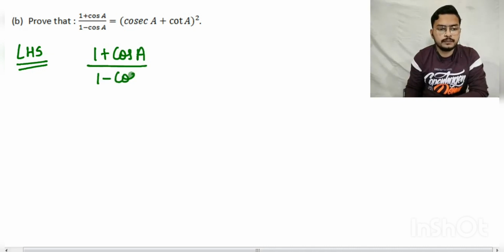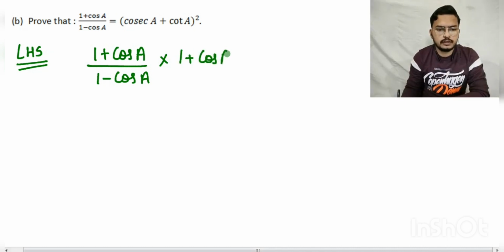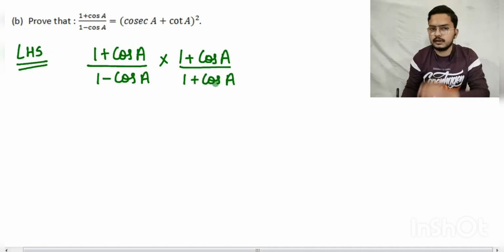I told you that whenever there is something like 1 minus cos A or 1 plus cos A, always do the rationalization first, because that is very beneficial for you. So in this particular rationalization, we have to multiply both the terms with 1 plus cos A in the upper side as well as in the lower side, means in the numerator as well as in the denominator.